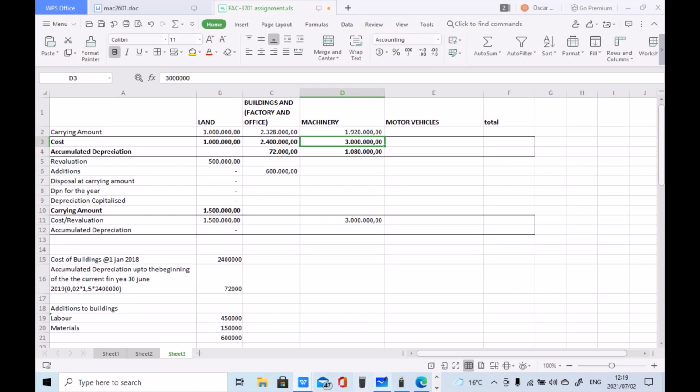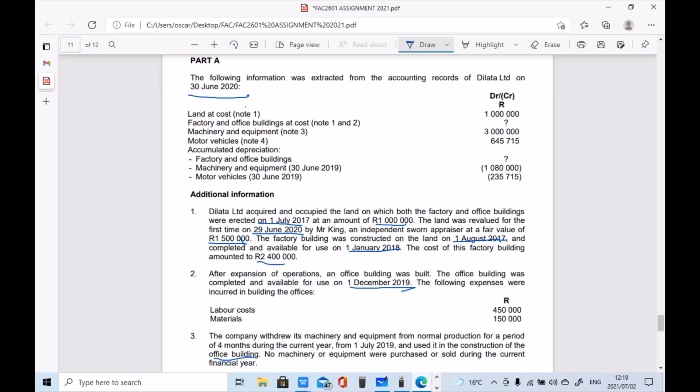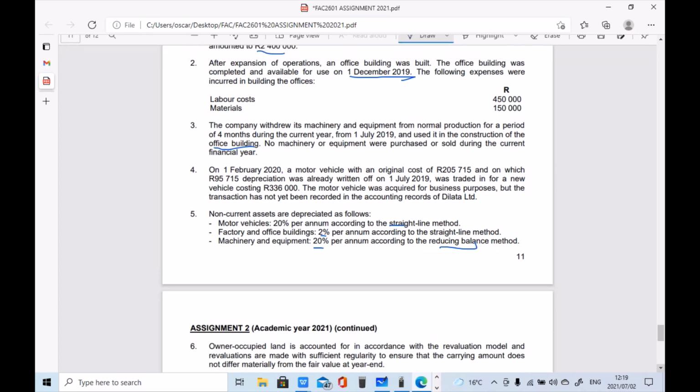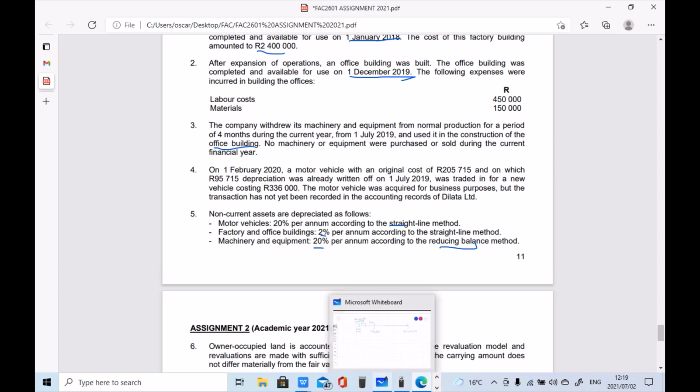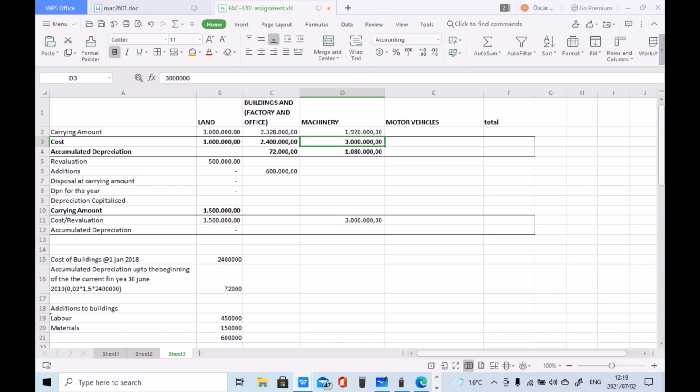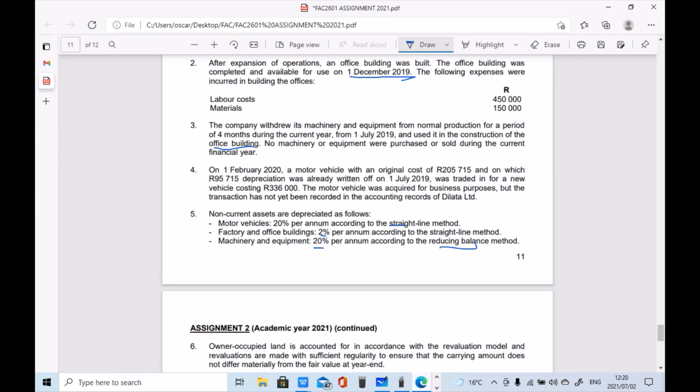Now, how is equipment being depreciated? Machinery and equipment is 20% per annum according to the reducing balance method. So we can calculate depreciation on equipment right away because we had this equipment throughout the year. So depreciation for the year is going to be based on the carrying amount of the equipment. So we just calculate 20% based on the carrying amount. That's the depreciation for our equipment, because it's reducing balance, 20% per annum, as given there.